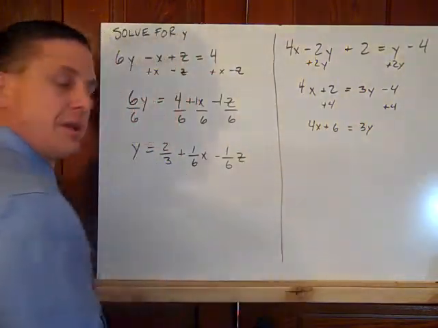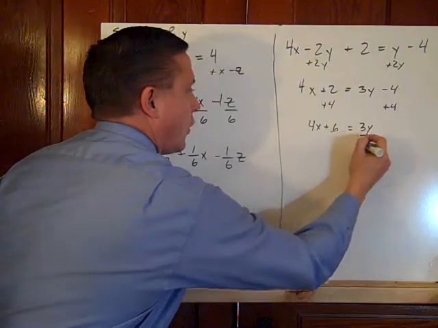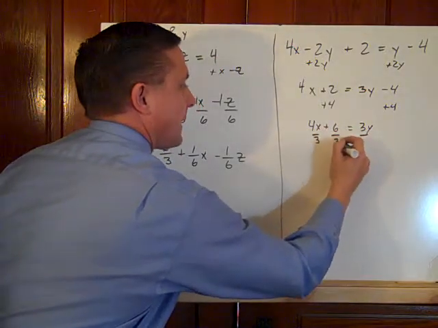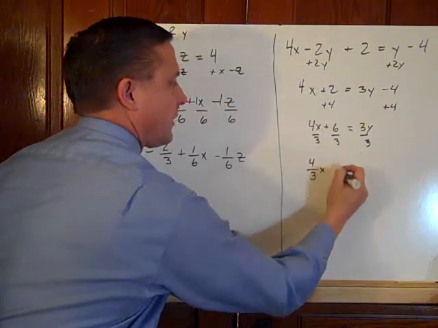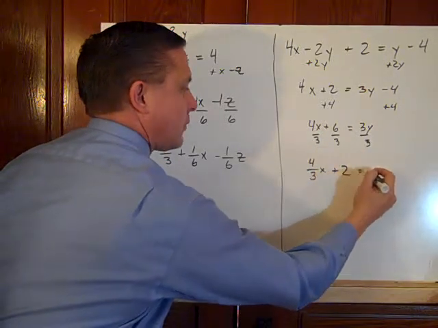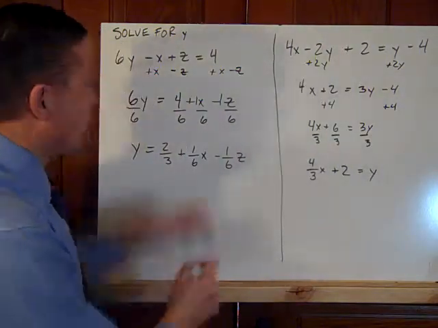How do I get rid of the 3? It's 3 times y. I have to divide all terms. I get 4 over 3x. 6 divided by 3, do we all agree that's 2? And that equals y. And I have solved for y on both those equations.